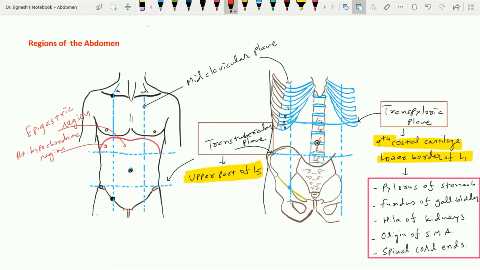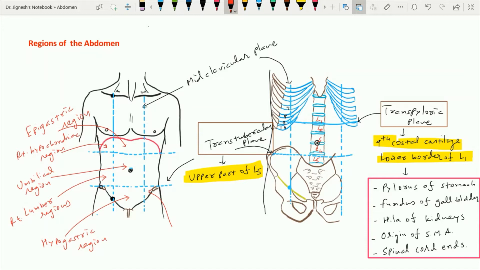In the intermediate zone, where the umbilicus lies, that area is called the umbilical region. And on both sides, where the kidneys are, these are called the lumbar regions. And the lower zone has in the middle the hypogastric region, and on each side, where the iliac fossae are present, these are called the right and left iliac fossa or the iliac region.